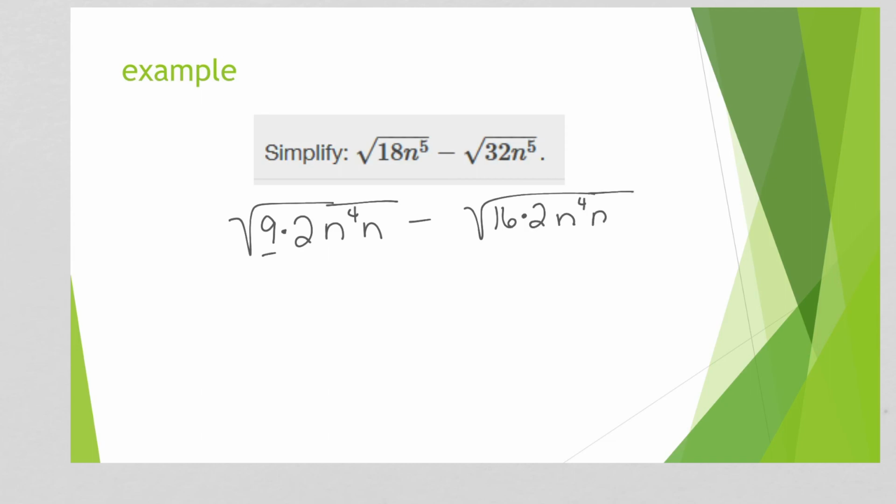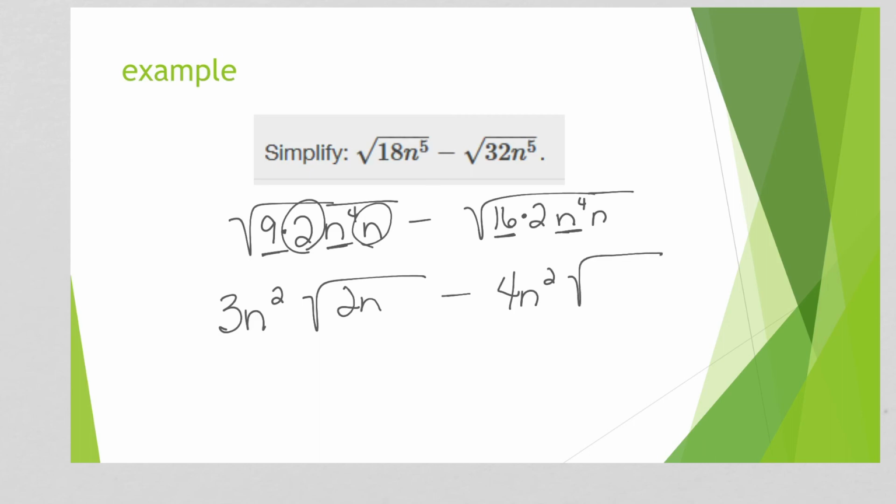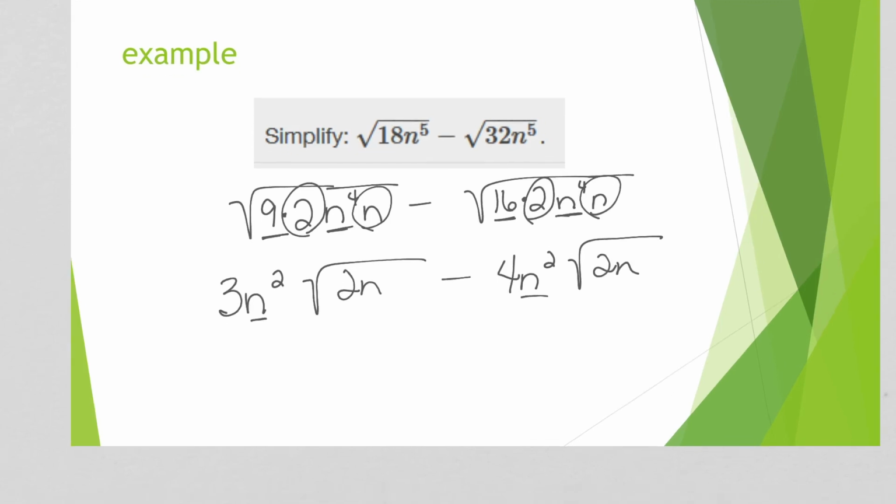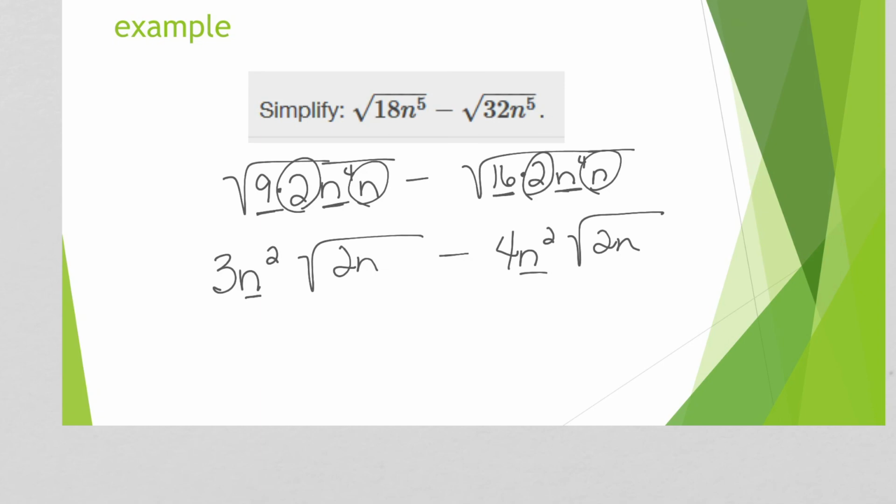Okay, so I'm going to take the square root of that and that and that and that. So I have 3n squared, and what's left over is 2n. I've got 4n squared, and what's left over is 2 and n. Now I have like terms, and notice out here I also have like terms, so I can go ahead and subtract these. So I would have negative 1n squared, or you could just say negative n squared, square roots of 2n.